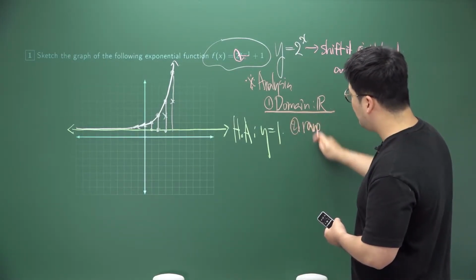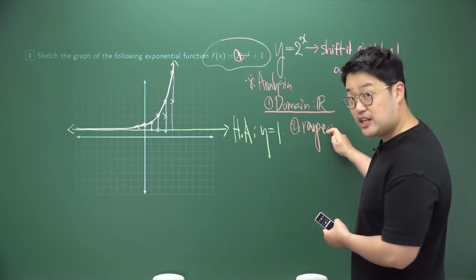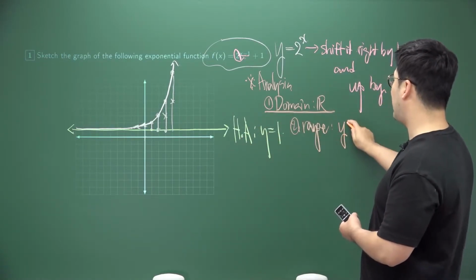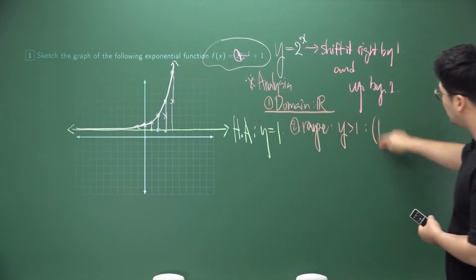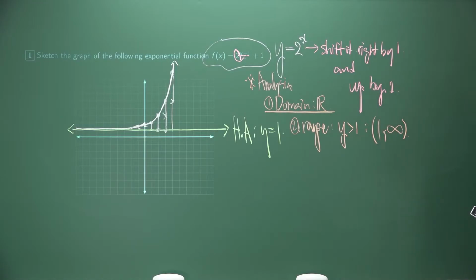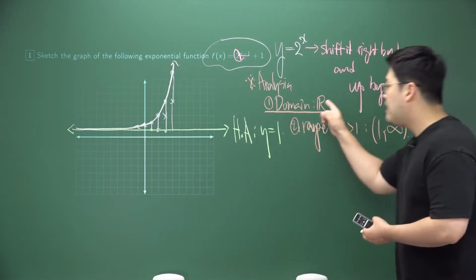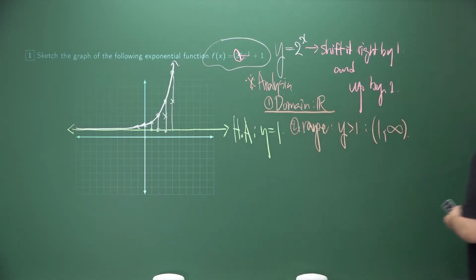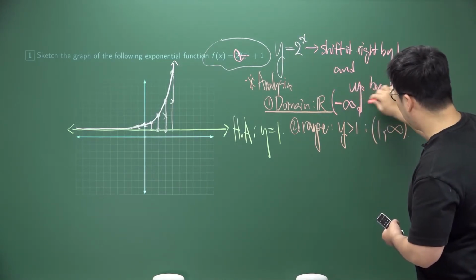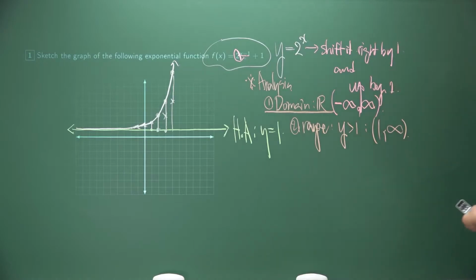The range, as you can notice, is going to be something that is above y equals 1. You can also write this in interval notation. Y is going to be between 1 and infinity. And by the way, the domain is the set of all real numbers. If you want to write this in interval notation, that's how you do it.